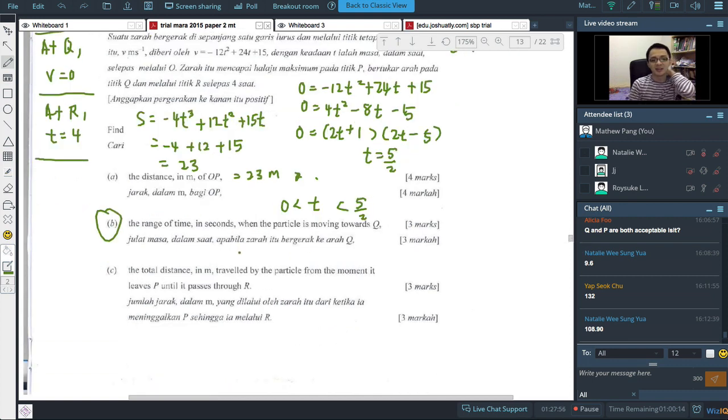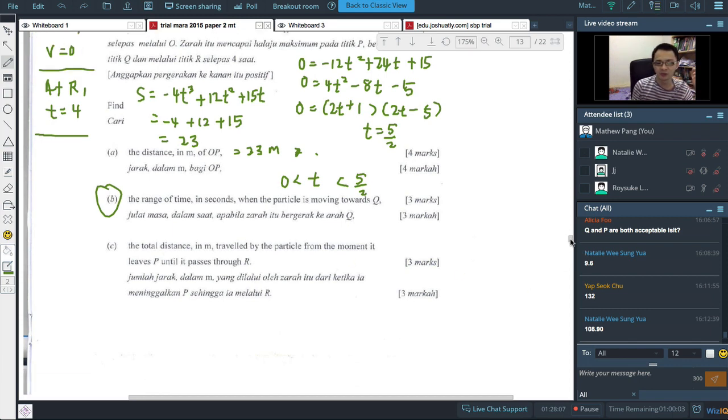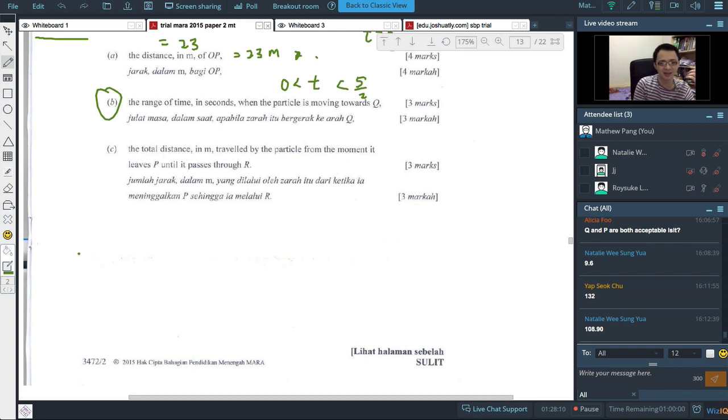Then the total distance traveled in meters by the particle from the moment it leaves P until it passes through R. From here, you need to understand it. This is origin O, and then this is P, which is S equals 23, time equals 1. Then the particle continues to move to Q. I do not know where Q is, and I have no idea about its displacement, but I know the time equals 2.5, which is 5 over 2, I just found just now. And then the particle will make a U-turn, and then it stops at R.